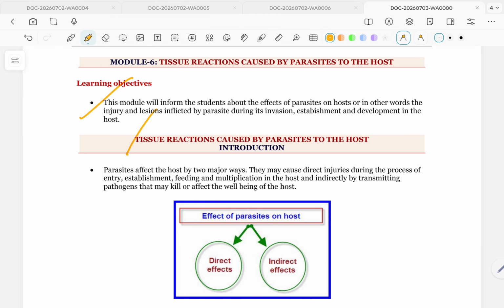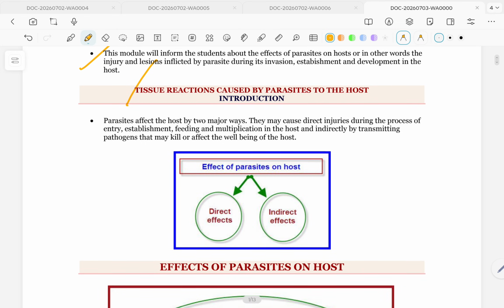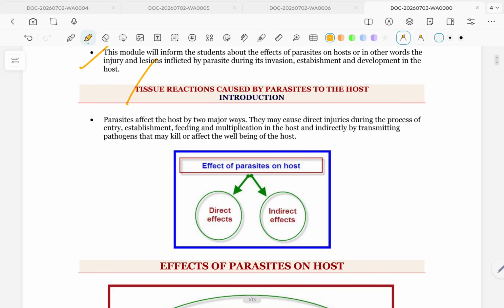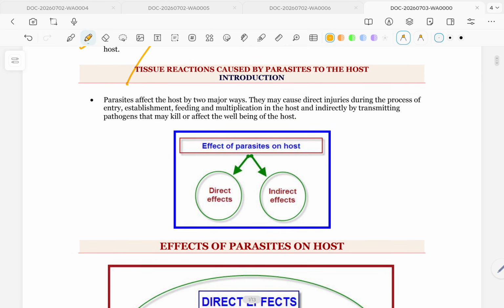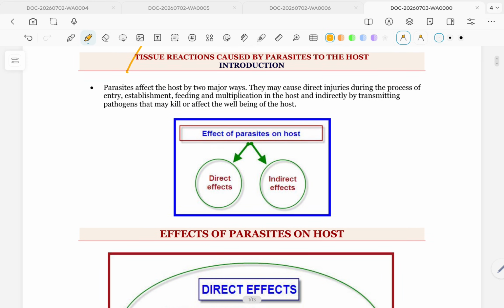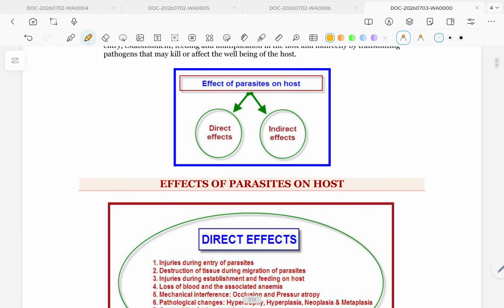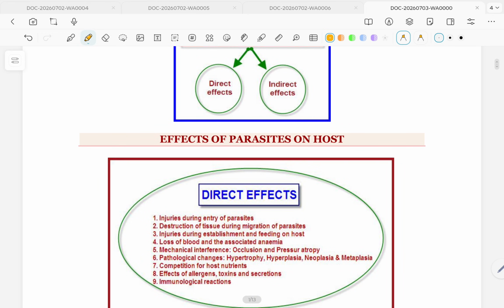Tissue reaction caused by parasite to the host. Introduction. Parasites affect the host in two major ways. They may cause direct injury due to the process of entry, establishment, feeding and multiplication in the host, and indirectly by transmitting pathogens that may kill or affect the well-being of the host. Effect of parasite on host.